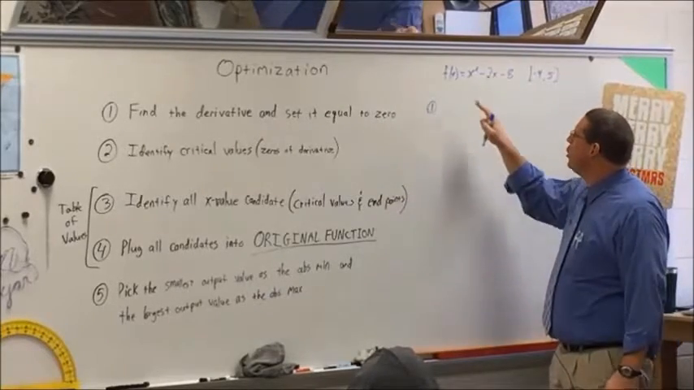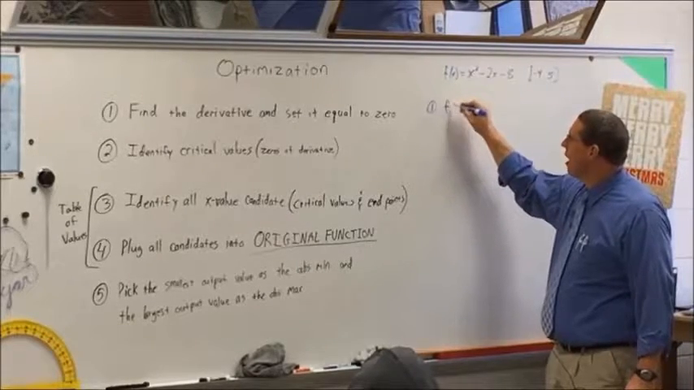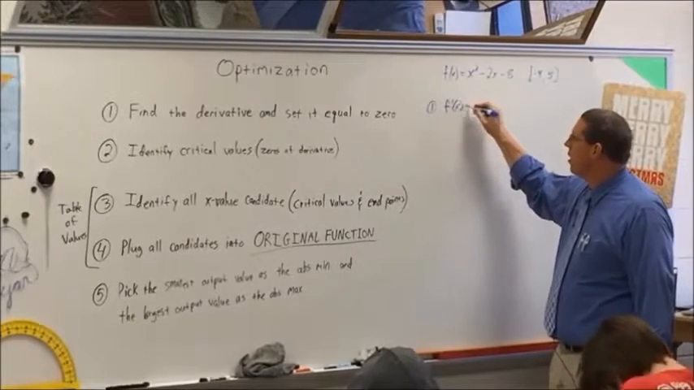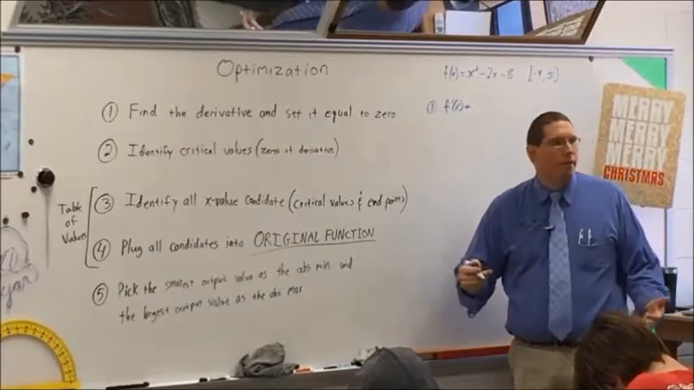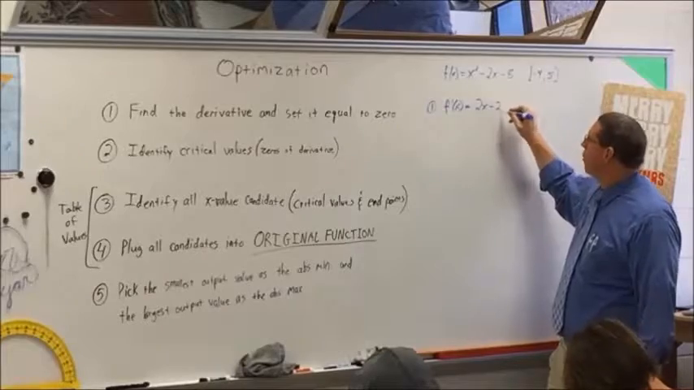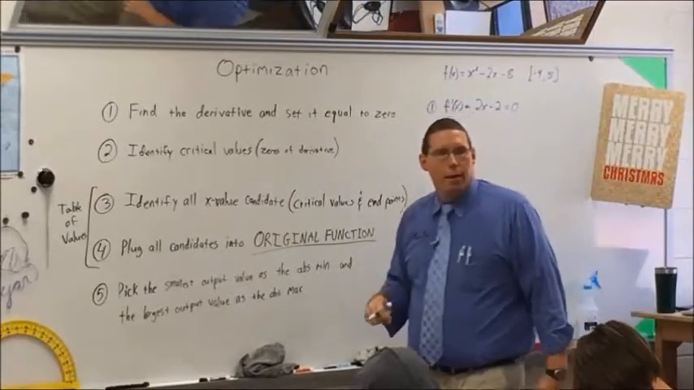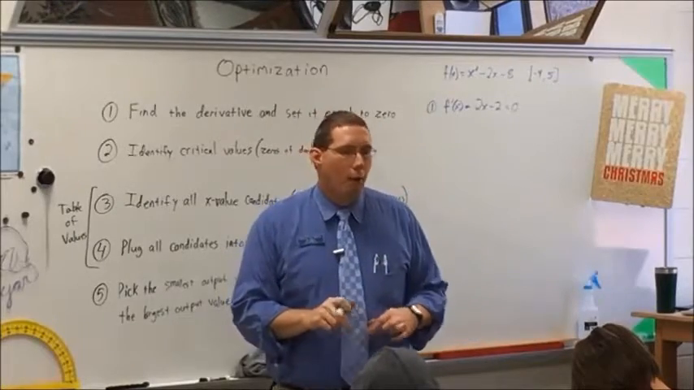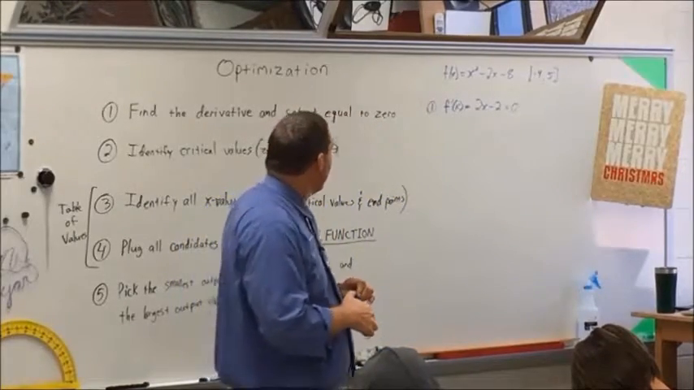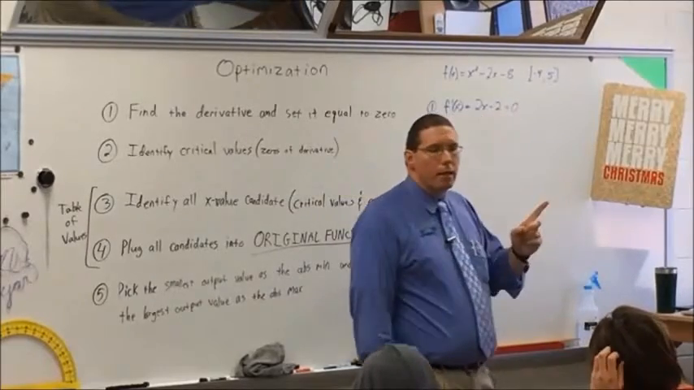Okay, so what notation are we going to write here? F prime. So we're going to say that f prime of x equals, what is the derivative? 2x minus 2. And we're going to write one more thing, equals 0. There's step 1. Now let me explain why I want you to get in the habit of writing equals 0 after the derivative when doing an optimization problem.